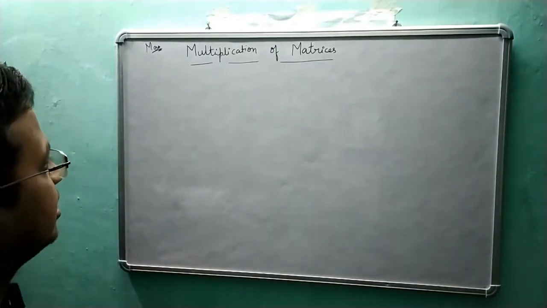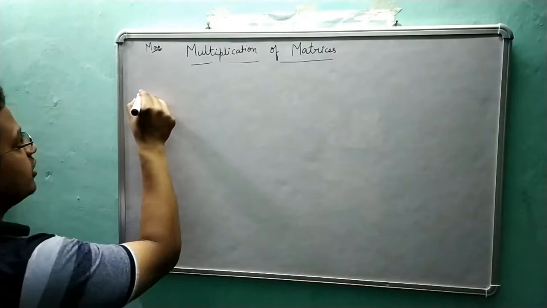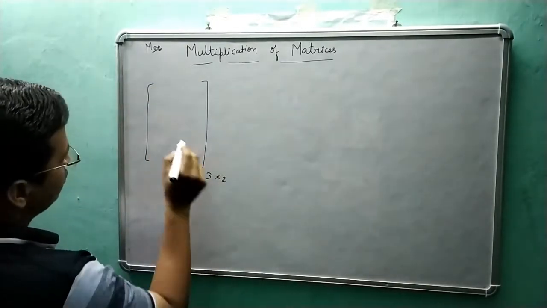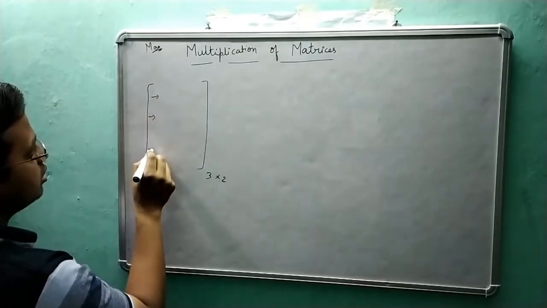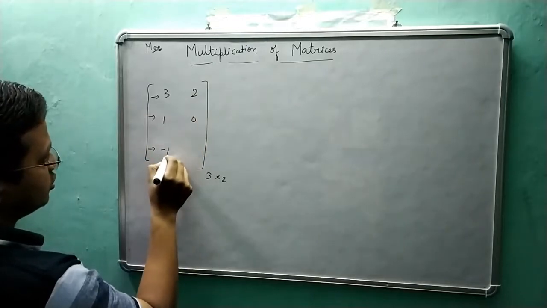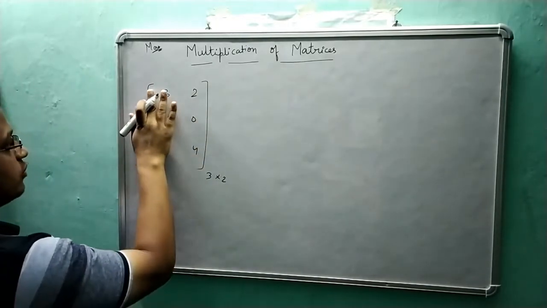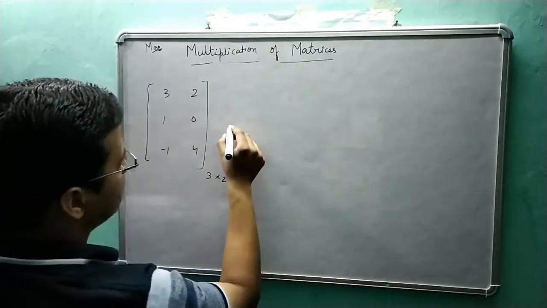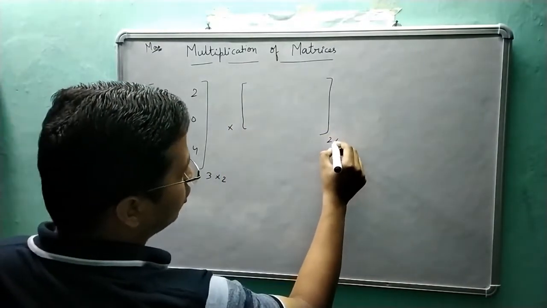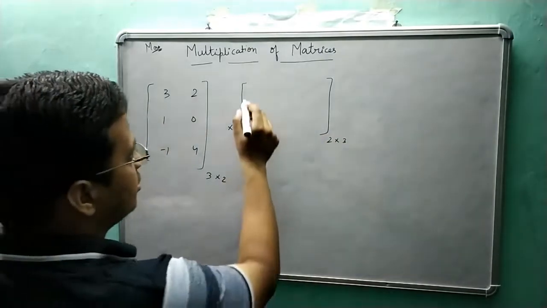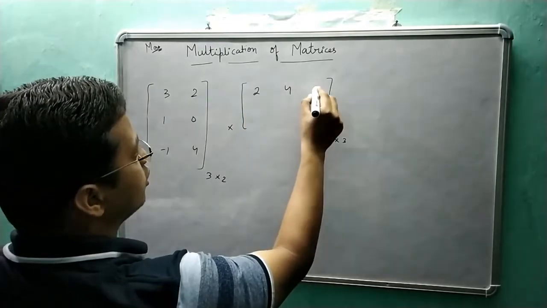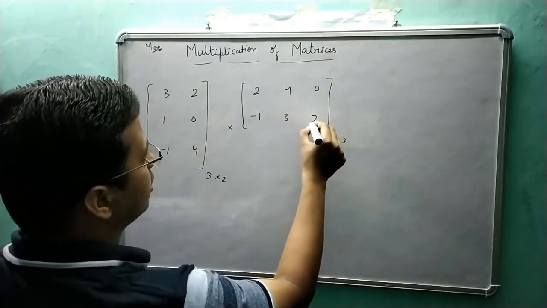So let's see an example. Suppose we have a 3 cross 2 matrix, means 3 rows and 2 columns. So suppose 3, 2, 1, 0, minus 1, 1. So we have 3 rows and 2 columns, and let us multiply this with a 2 cross 3 matrix, that is 2 rows and 3 columns. So 2, 4, 0, minus 1, 3, 1.